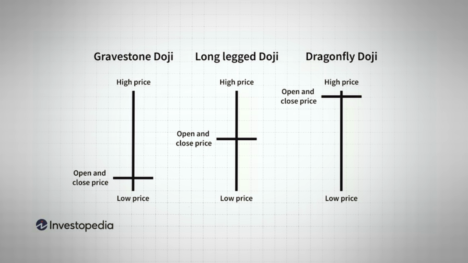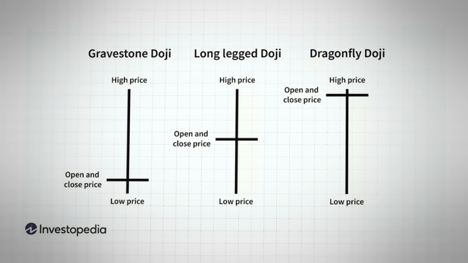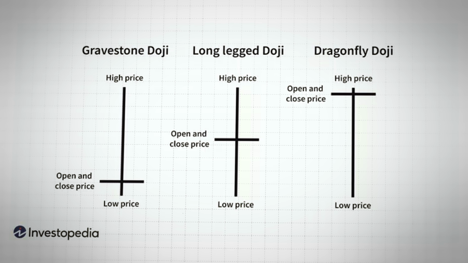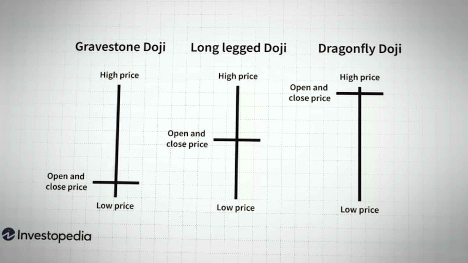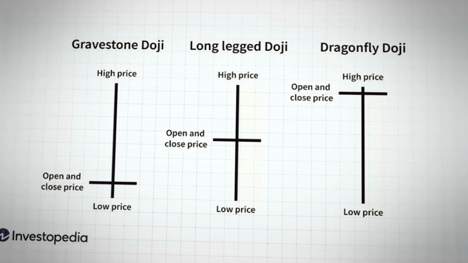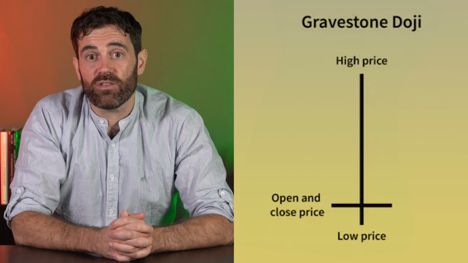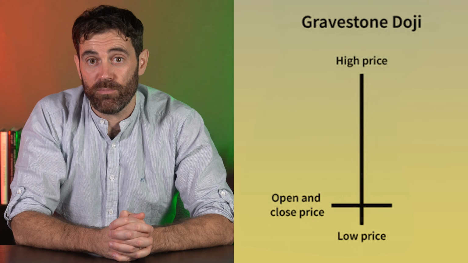Now, the 3 most popular here are the gravestone doji, the dragonfly doji, and the regular doji, which is also sometimes referred to as the long-legged doji. As you might have guessed, doji is a Japanese word which roughly translates to, quote, the same thing. As you can see, the gravestone doji consists of a candlestick that's all wick and no body, with what's left of the body at the very bottom.